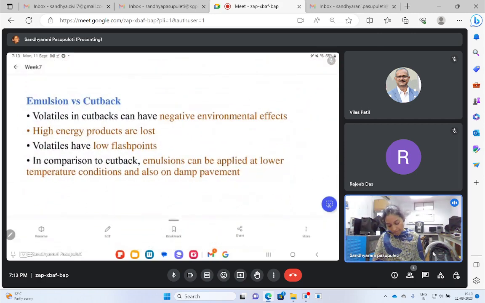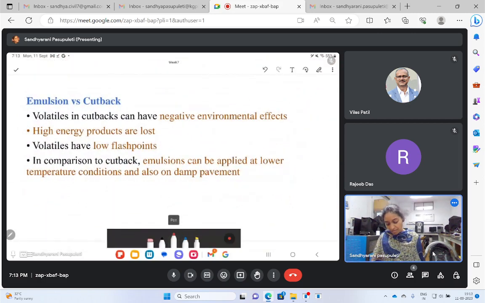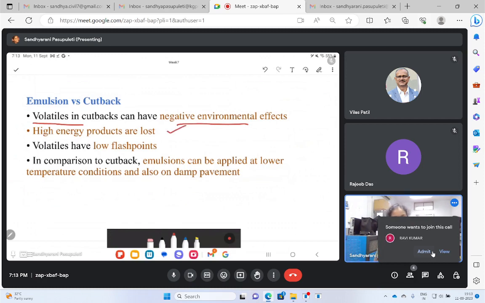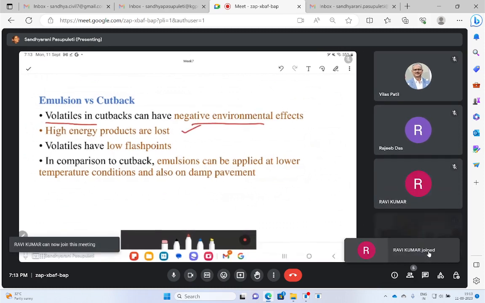So when we compare emulsion and cutbacks, one of the disadvantages of cutbacks is the volatiles. Those solvents have a negative environmental effect, and they need higher energy products, which are lost. Whatever you are adding, let us say diesel, has higher energy, right? At the end, what we are doing is simply letting it evaporate. That means we are losing the higher energy.